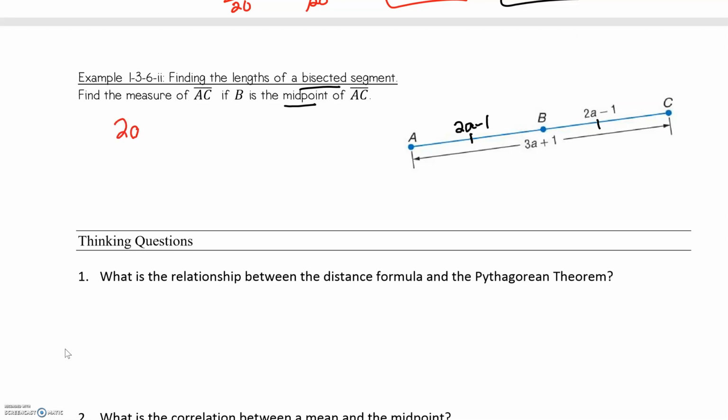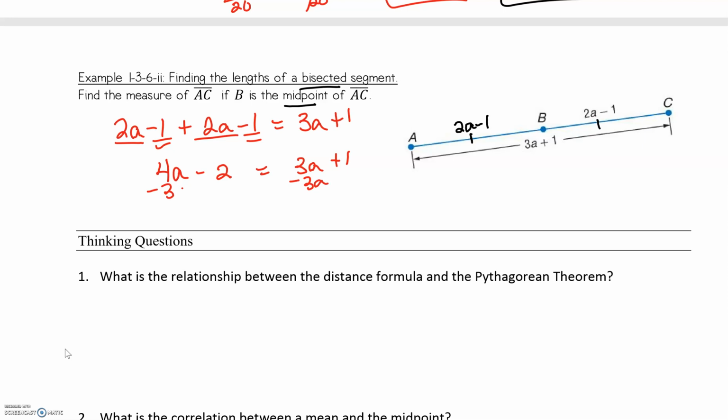So 2a minus 1 plus 2a minus 1 is going to equal our 3a plus 1. So add my 2a and my 2a to get 4a. Negative 1 and negative 1 is negative 2, and that's going to equal 3a plus 1. I'm going to subtract my 3a because it's smaller. That way I don't deal with negatives. So a minus 2 equals 1, and then I'm going to add 2. So a is 3. Now it's asking me to find the measure of AC.